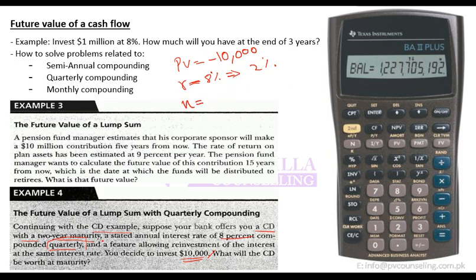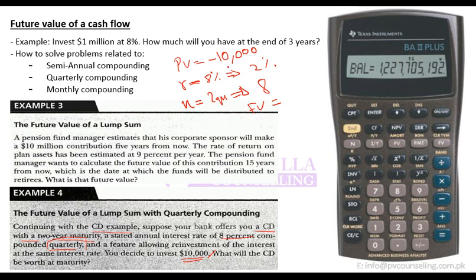The number of periods: you are investing for 2 years, but as you are taking the rate for a quarterly period, the number of years should also be adjusted for quarterly periods. There are 4 quarters in a year, so it should be 2 times 4, which is 8. And the payment is 0. How do you calculate FV?